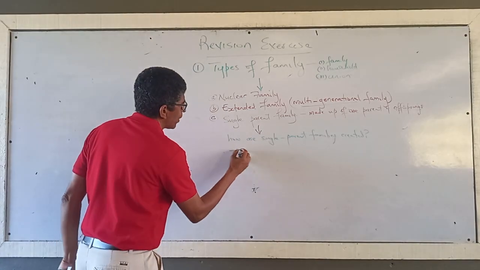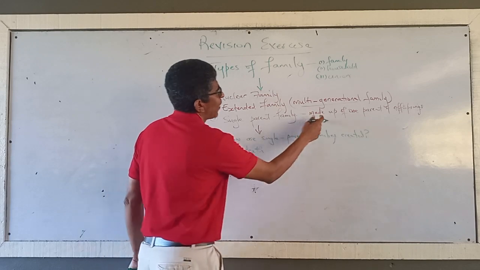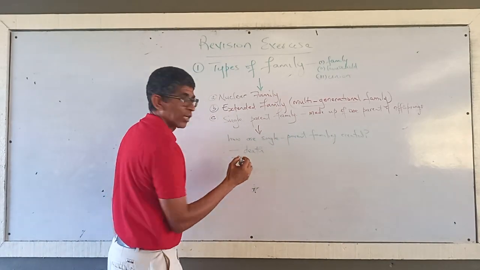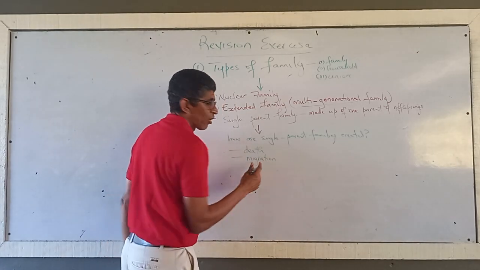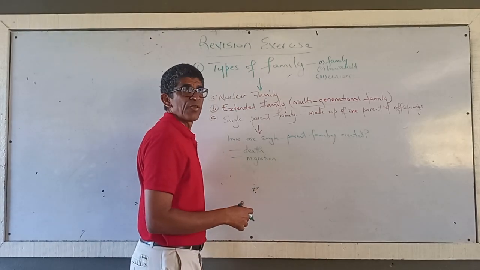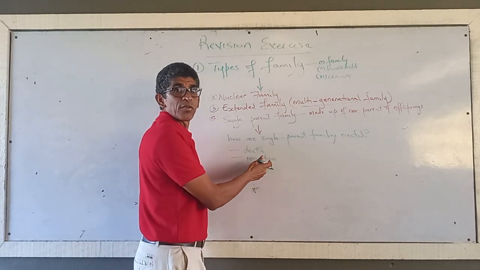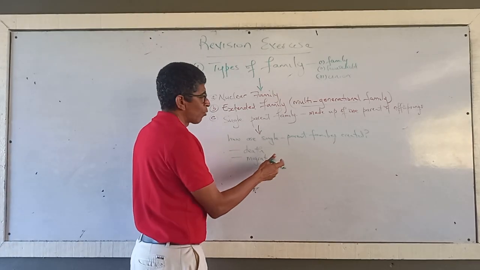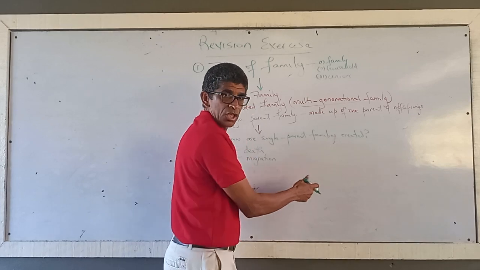So one factor could be, tell me, death, very good. So if one of the parents dies, then it leaves the other parent with just the children. Another factor could be migration. I hear that, very good. Migration, one parent migrates and leaves the other one with the child. That parent may or may not send support for the remaining parent and the children, but the reality is that it is the remaining parent who has the responsibility of growing that child.